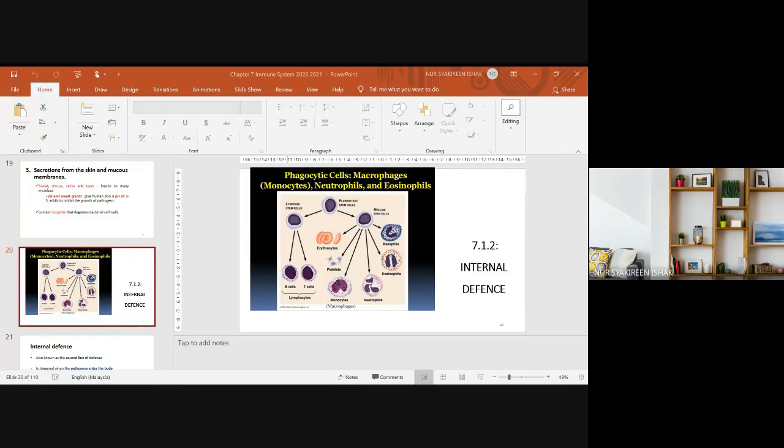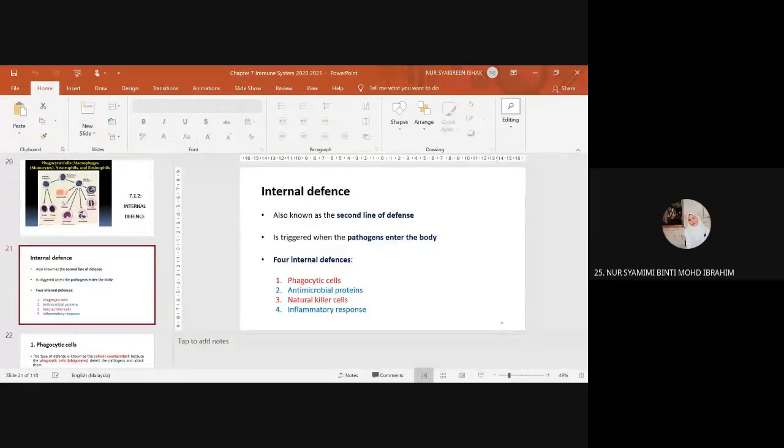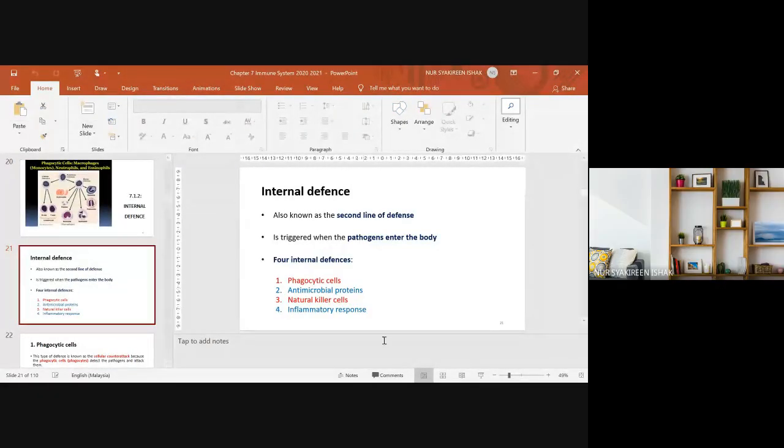Ini kita dah masuk ke belum? Phagocytic cell ni. Boleh dengar tak saya cakap? Belum, madam. Belum cover.